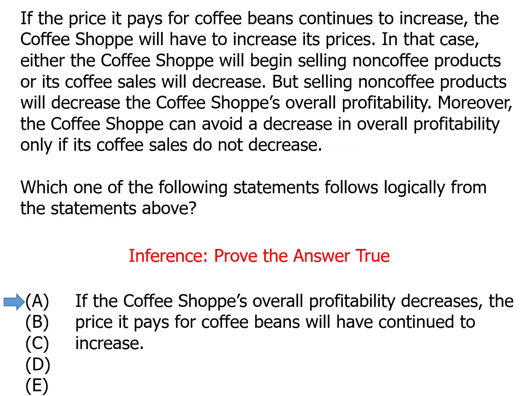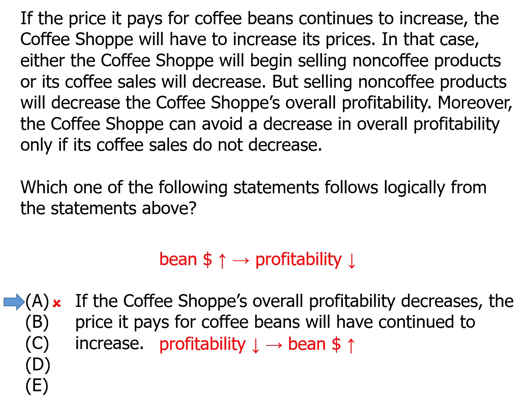Answer choice A, well, this is the converse of what we're looking for. The answer we want is that an increase in beans is going to cause a decrease in profits. This answer choice is, if you have a decrease in profits, you're going to have an increase in bean price. Not what we're looking for, so go to answer choice B.